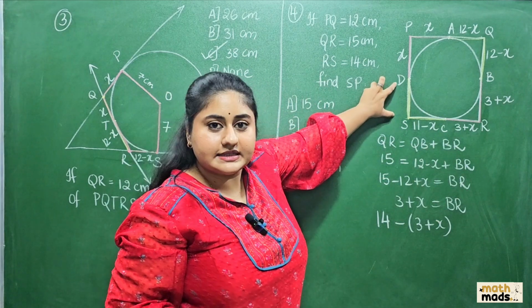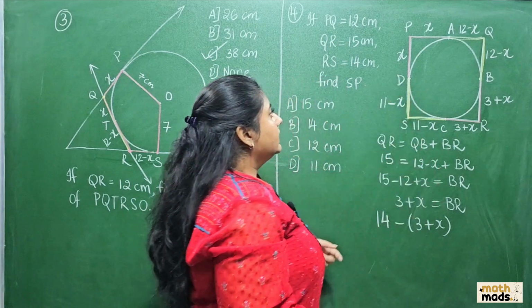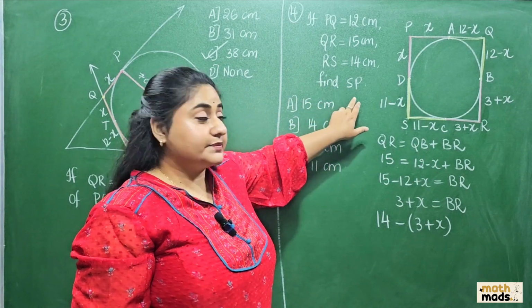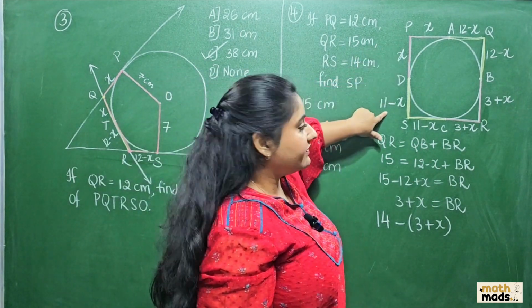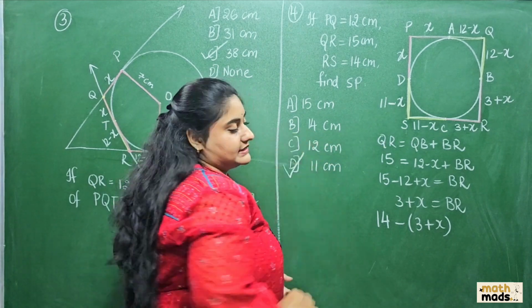Then what will be DS? It will also be 11 minus X. Right? What am I supposed to find? SP. So if I add X plus 11 minus X, what am I going to get? 11 centimeter. So that is your answer. Option D.